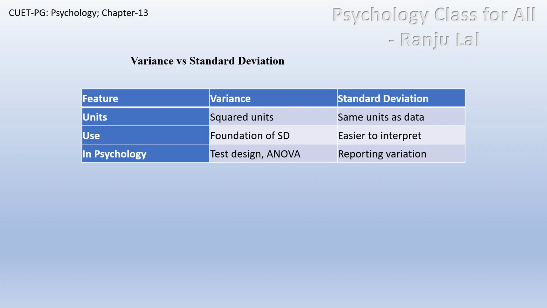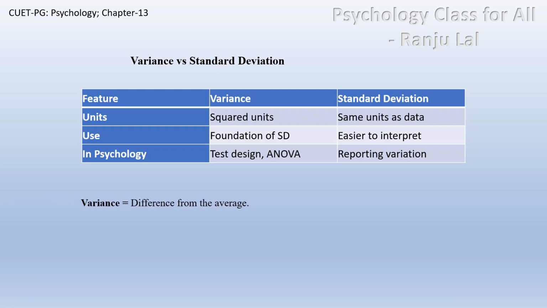In psychology, variance is used in test design in ANOVA. In psychology, standard deviation is used for reporting the variation. So variance is the building block of SD, ANOVA, t-test, and many more psychological statistics.